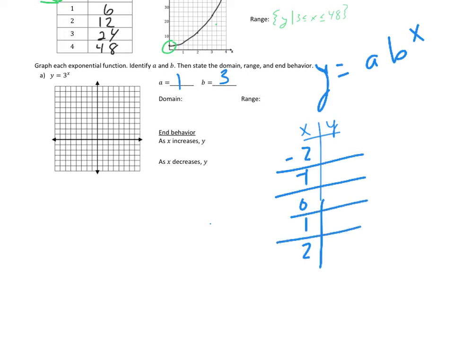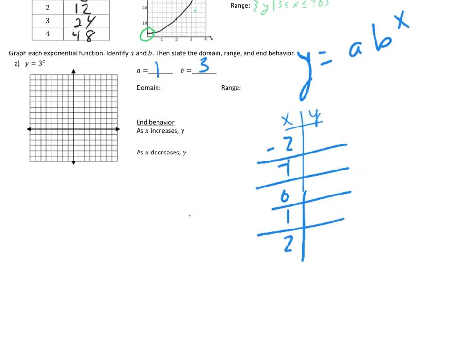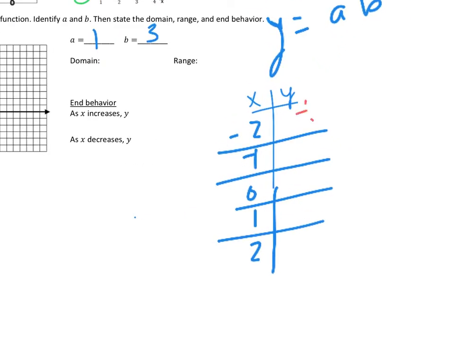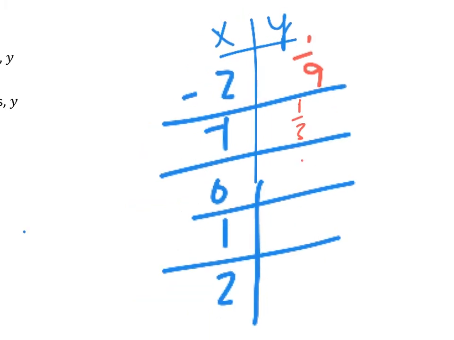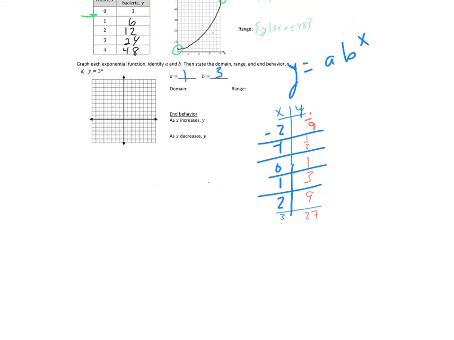Alright, so if I plug those in, 3 to the -2nd power. So remember our laws of exponents, when we have negative exponents, we move them to the denominator. So I should get 1/9. So 3 to the -1 would be 1/3. 3 to the 0 power, anything to the 0 power is 1. 3 to the first power is 3. 3 squared is 9, and maybe we go one further. 3 to the 3rd power is 3 times 3 times 3, which is 27. So there's our points there.